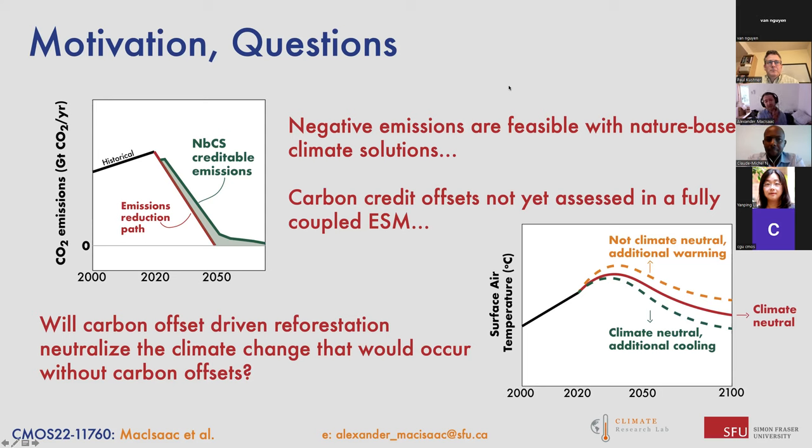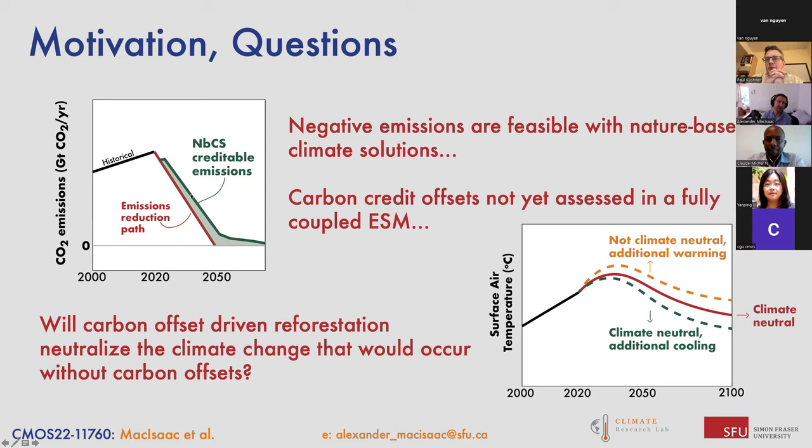So this got us thinking, okay, will carbon offsets driven by reforestation lead to a climate neutral state? So that's a state that would occur without needing the carbon offsets in the first place. And it can be imagined in the conceptual diagrams I've produced, where on the left, we have an emissions path in maroon that gets just about net zero sometime mid-century.